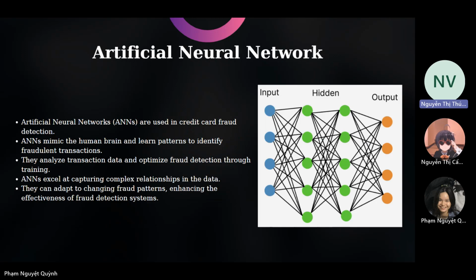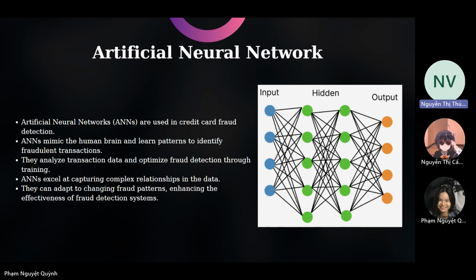The last one is artificial neural networks. ANNs are utilized in credit card fraud detection. ANNs mimic the human brain and can learn patterns to identify fraudulent transactions. They analyze transaction data, adjusting their connections through training for optimized fraud detection. ANNs excel at capturing complex relationships and adapting to changing fraud patterns, enhancing the effectiveness of fraud detection systems.